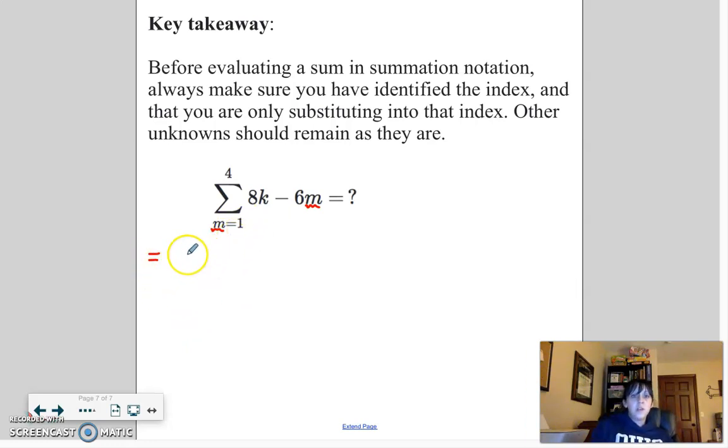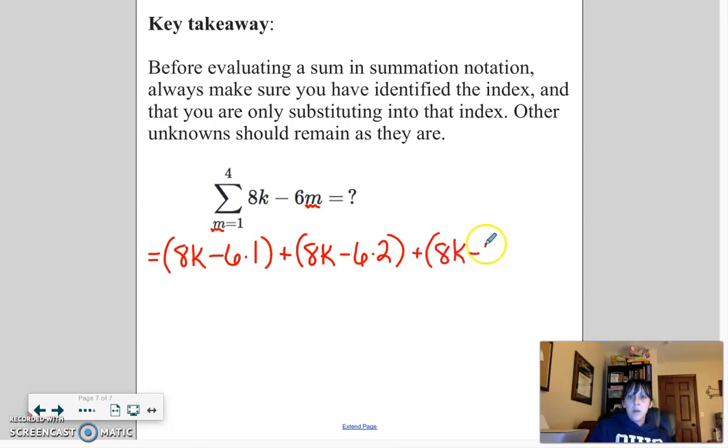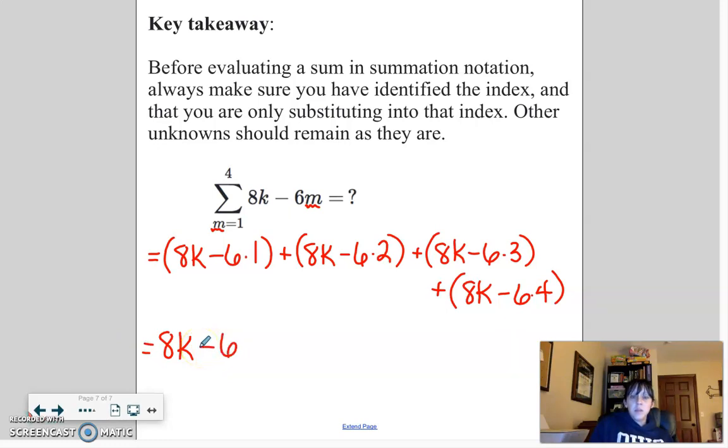So M equals 1 is our starting thing. So we're going to have 8k. I can't plug anything into k because k is not established as a changing value. And I'm plugging in 1 for M. Next, I'm going to plug in 2 for M. And then I'm going to plug in 3 for M, ran out of space. And then I'm going to plug in 4 for M. Okay, so this would give me 8k minus 6 plus 8k minus 12 plus 8k minus 18 plus 8k minus 24.